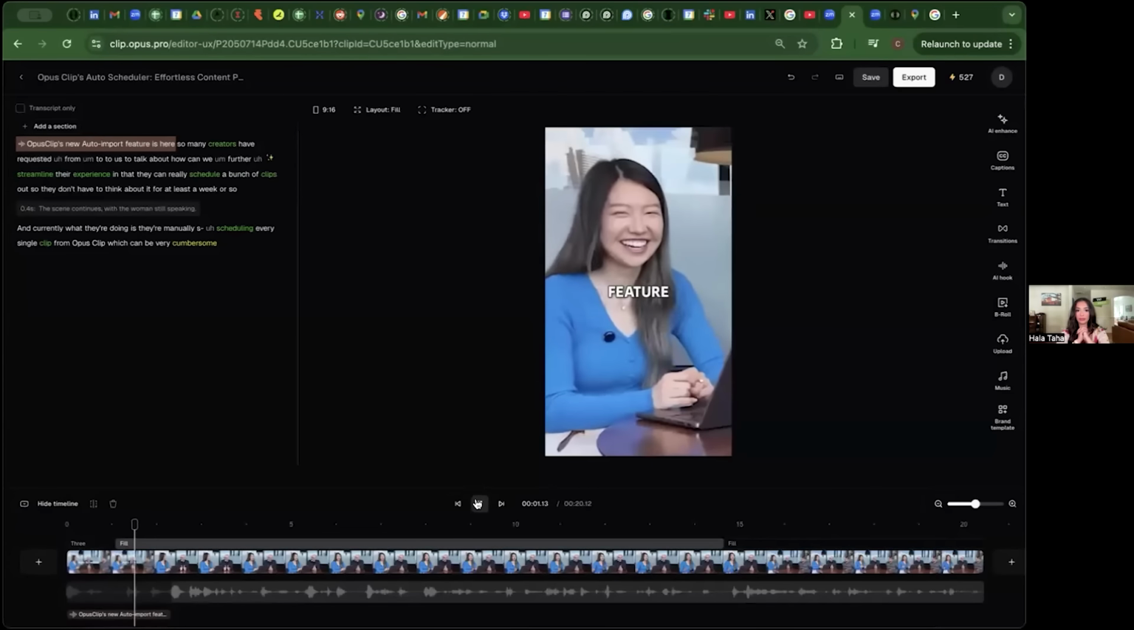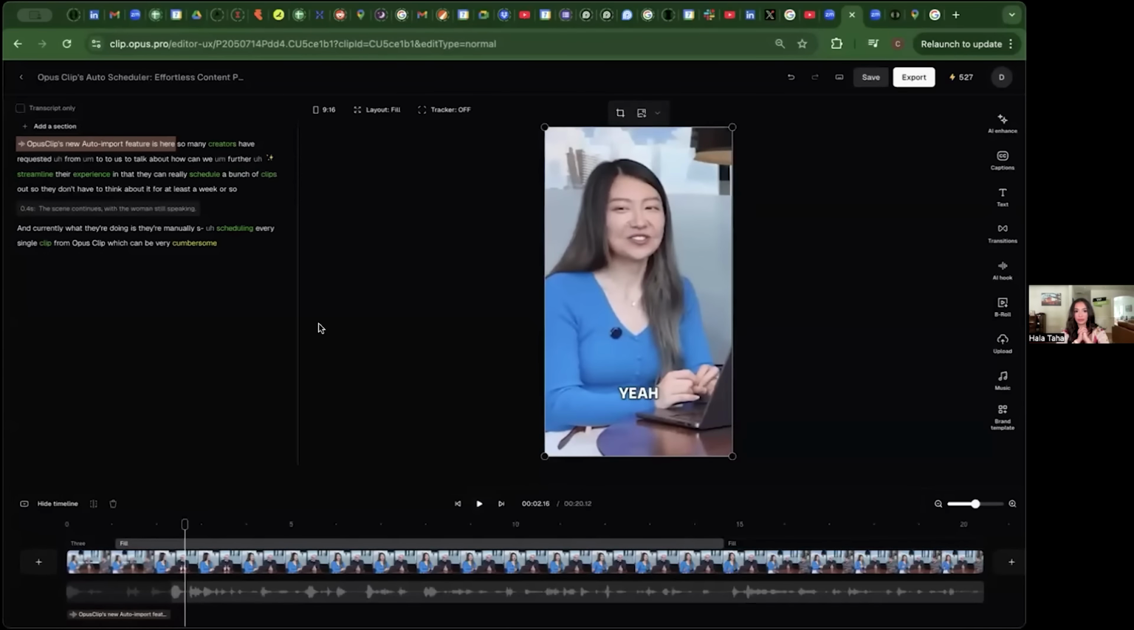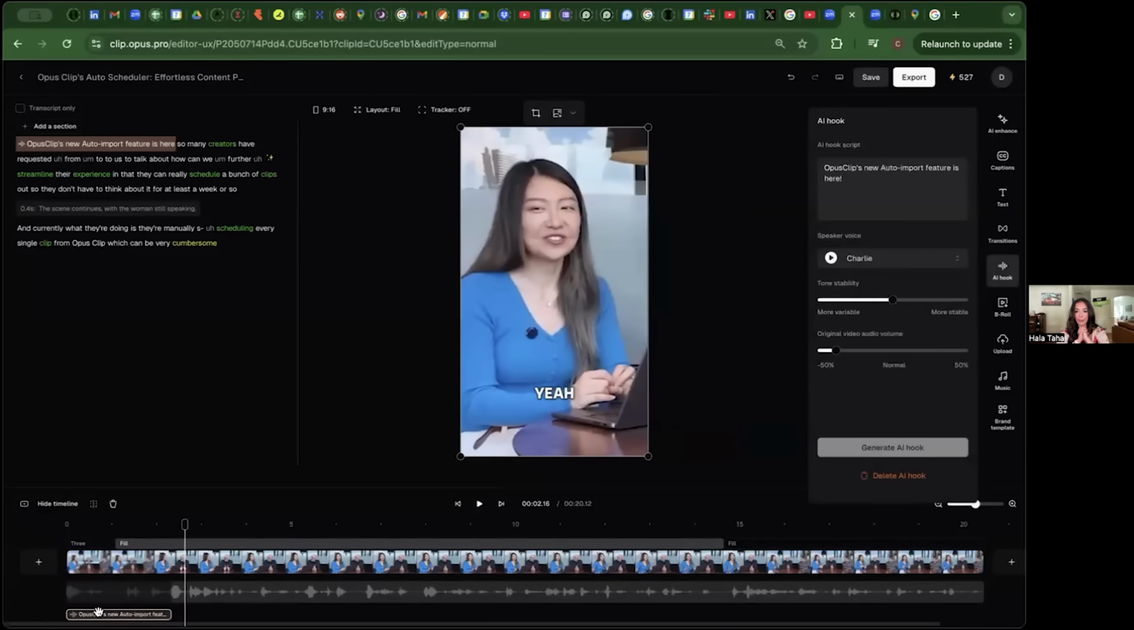Opus Clip's new auto import feature is here. Yeah, so it's like, okay, Opus Clip's new auto import feature is here. Right, it adds in that as an opening hook so that now we know what they're talking about. So many creators have.